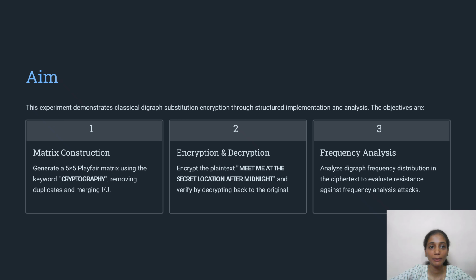The aim of our experiment is to demonstrate a digraph substitution technique where we encrypt pairs of letters instead of single letters. Our objectives are to construct a 5x5 matrix using a keyword "cryptography", to perform encryption and decryption, and to analyze the frequency distribution of the ciphertext. This cipher increases complexity by using 676 possible letter pairs, making it harder to break compared to basic ciphers.